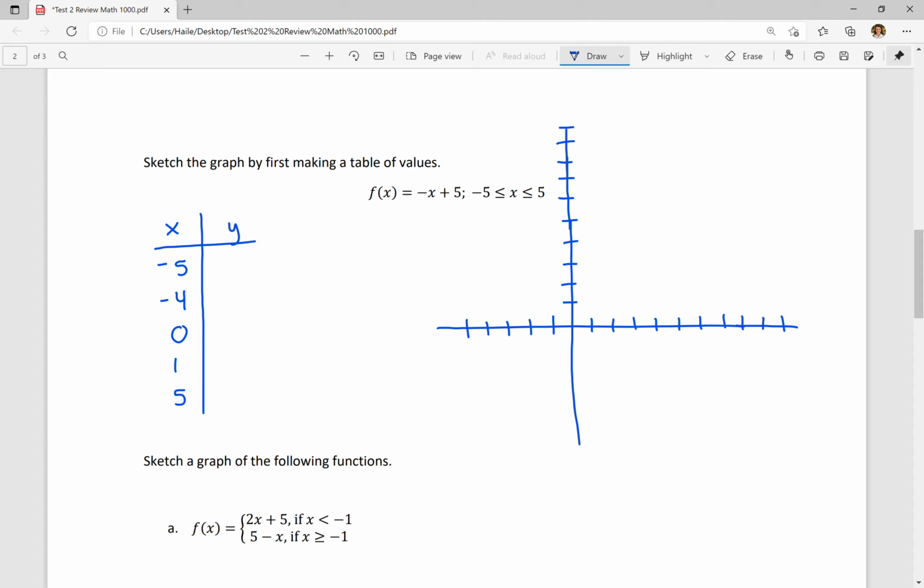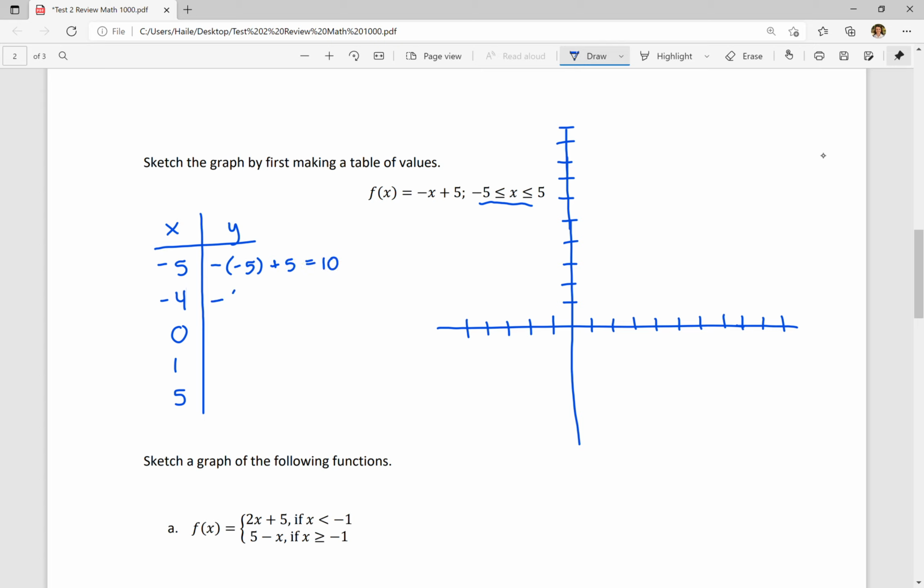However, notice that we've restricted our x values between -5 and 5, so we just have to make sure that the numbers we pick stay within that range. Now we can plug each of our x values into f of x and get a y value. So for -5, we have -(-5) plus 5, which is equal to 10.